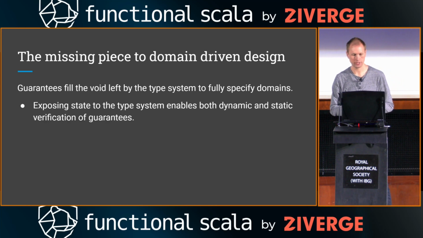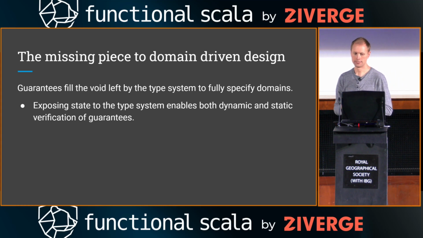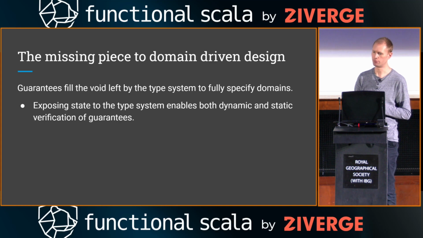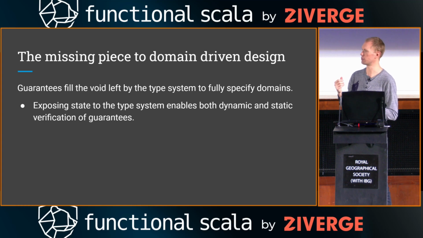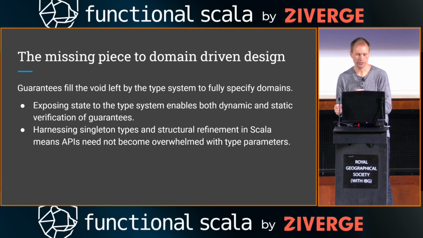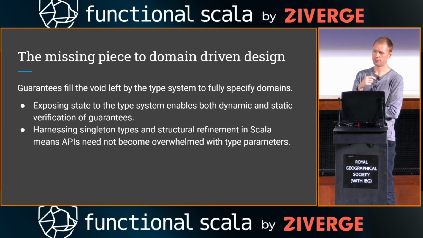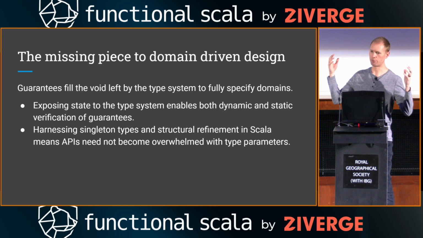And it works by exposing state to the type system, so that it can be verified both dynamically and statically. Those guarantees can be figured out beforehand in source code. If you don't have enough information at compile time, you can wait till runtime and you can figure it out then. I think the runtime is far more useful and occurs far more in practice. But yeah, we harness singleton types and structural refinement in Scala, and that means that our APIs don't have to be overwhelmed with type parameters.